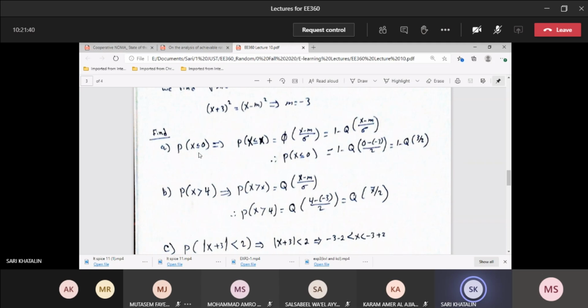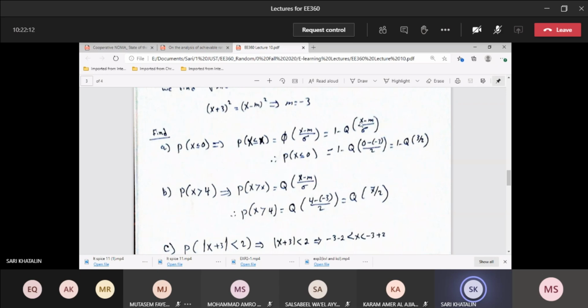So if we do the first one, the probability of x less than or equal to 0, you can find it in terms of the phi function or the Q function. Any way you want, it's fine. If we decided to do it with the Q function, this one is the CDF, so the CDF of x at 0.